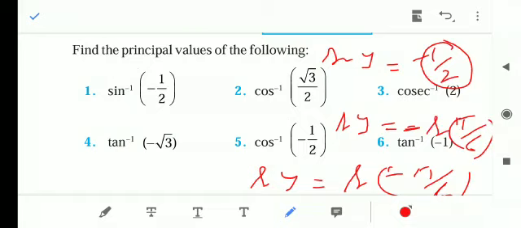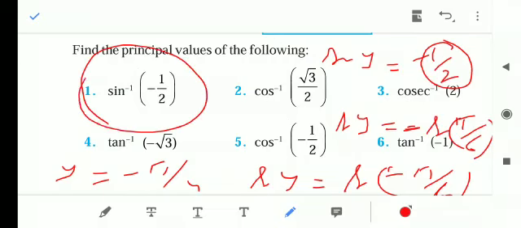If sine is negative in the fourth quadrant, then we'll take it as minus alpha. Here the range of the sine inverse function is minus pi by 2 to plus pi by 2. It means minus pi by 2 to 0 lies in the fourth quadrant, so we will accept the fourth quadrant value. So the value of y here is how much? The value of y here is minus pi by 4. So the principal value of this function is minus pi by 4.